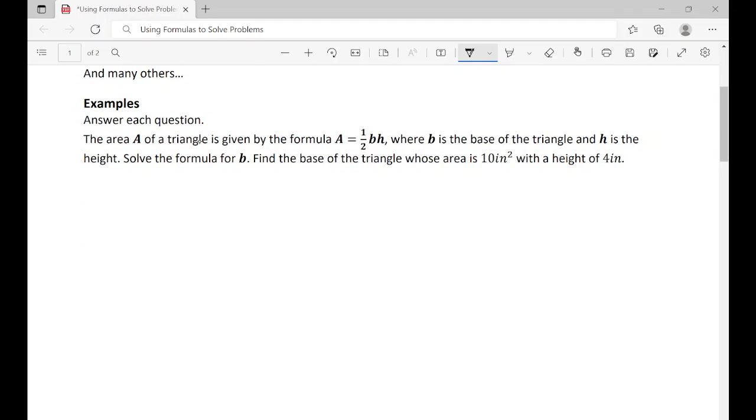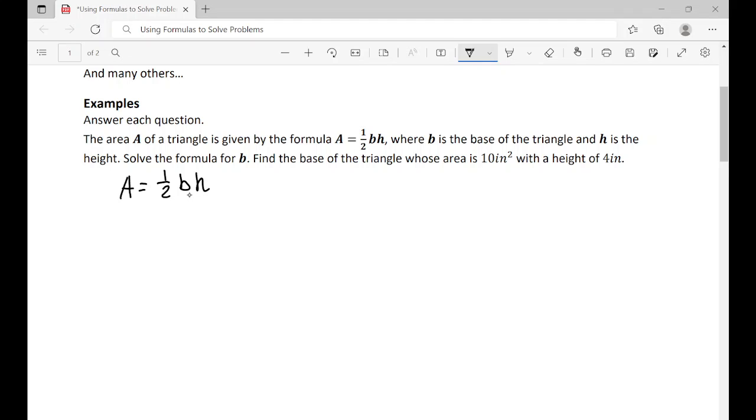The area A of a triangle is given by the formula A equals 1/2 base times height, where B is the base of the triangle and H is the height. Solve the formula for B. So let's take our formula. A equals 1/2 B times H, base times height. Now we're going to solve for B, the base.